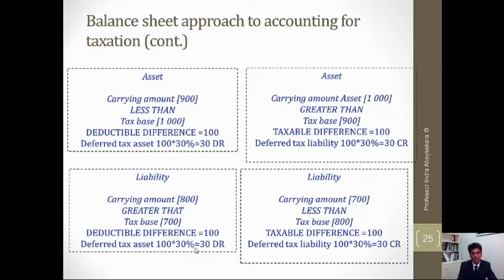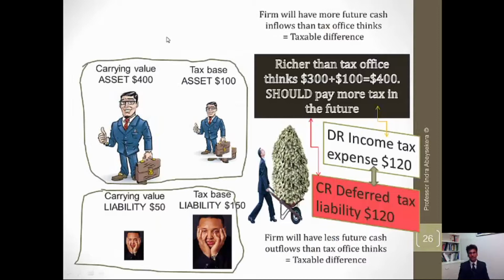There are various ways to work this out, whether it's a deductible difference or a taxable difference. Here's one way. You compare the asset carrying value and the asset tax base. For example, as a company, if we have more assets, are we richer? Yes. If you compare the liabilities, if we have less liabilities, less debts, are we richer? Yes. So if there are more assets and less liabilities, the company is richer.